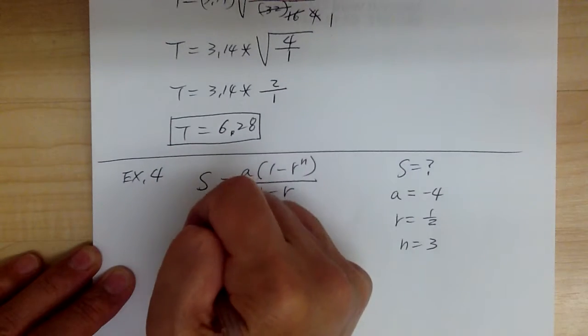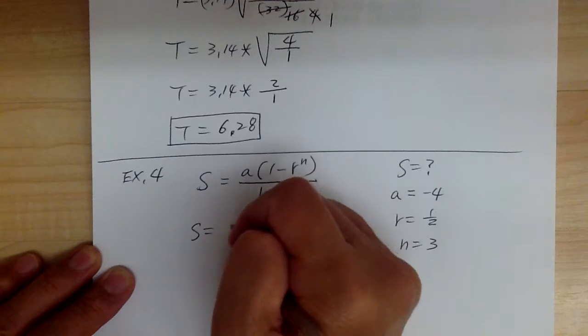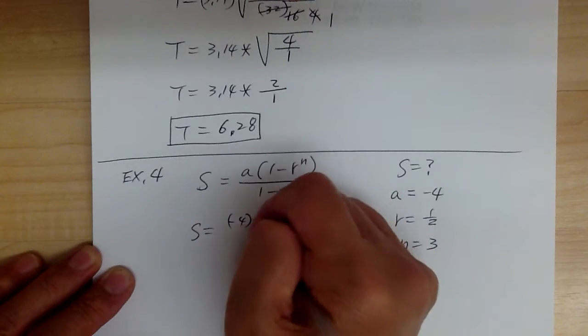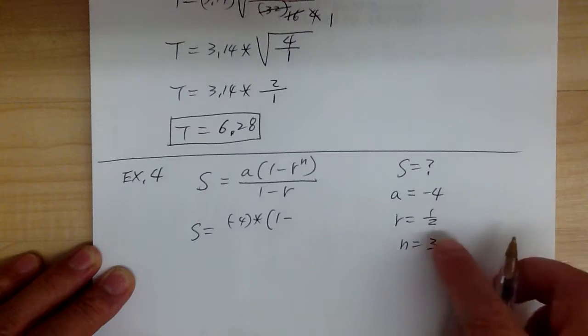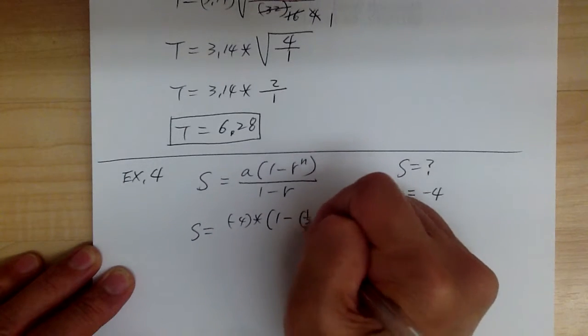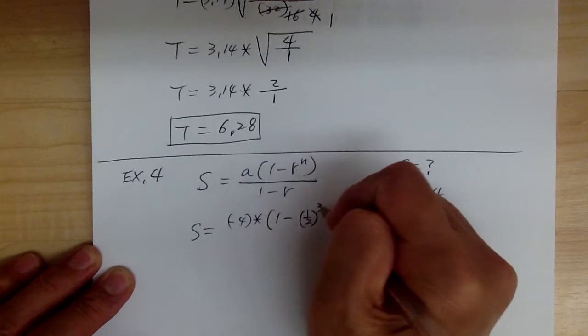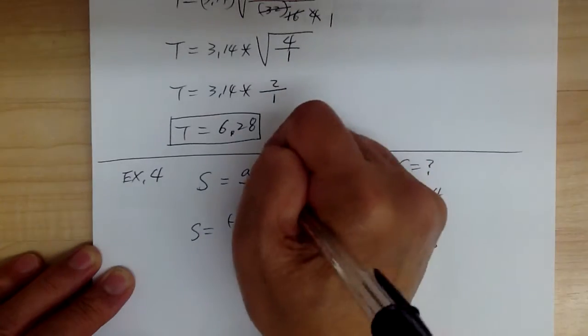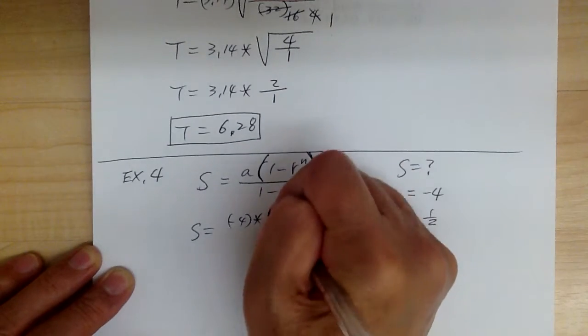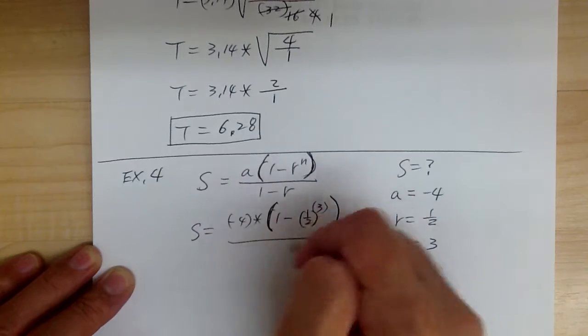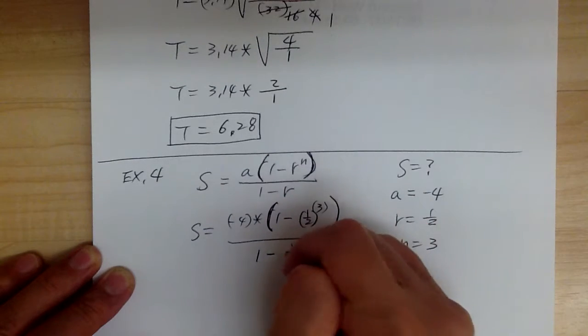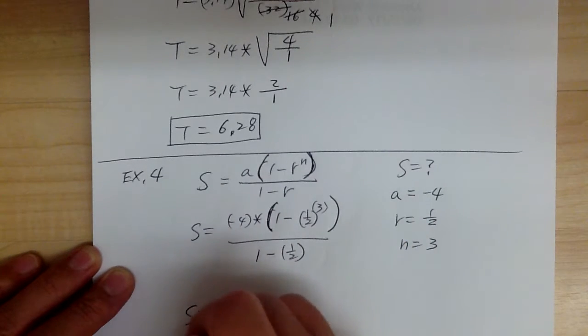So first let's substitute. You got S equal to, A is -4, and this means multiply, 1 minus, the R is 1 over 2, in parentheses to the 3. And that's a big parenthesis, the original parentheses, so make sure you keep track of your original parentheses. 1 minus, the R is 1 over 2. Okay, so now let's work it out.